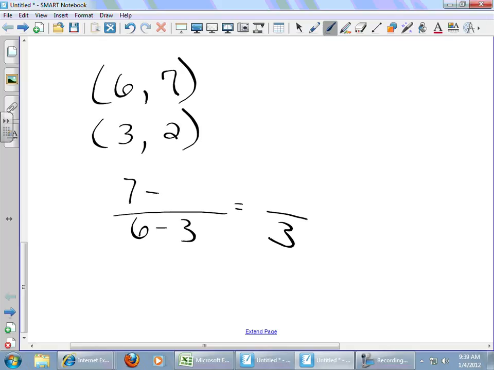7 minus 2. That's 5. My slope is 5/3. Look at how easy that is. There's your x, there's your y, there's an x, and there's a y. Okay, that's pretty cool, isn't it?